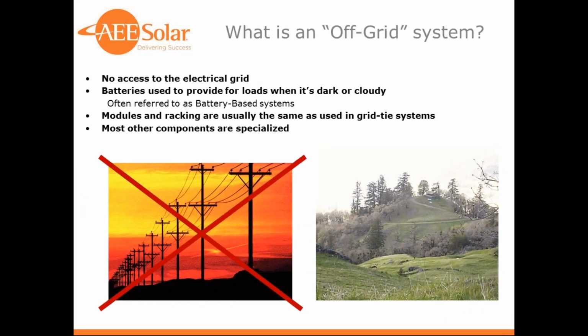Okay, first I want to describe what an off-grid system is, and it's a power system that has no access to the electrical grid. Typically, batteries are used to provide for loads when it's dark or cloudy and the sun isn't shining.